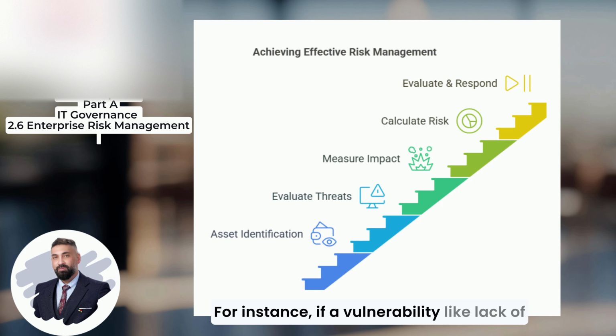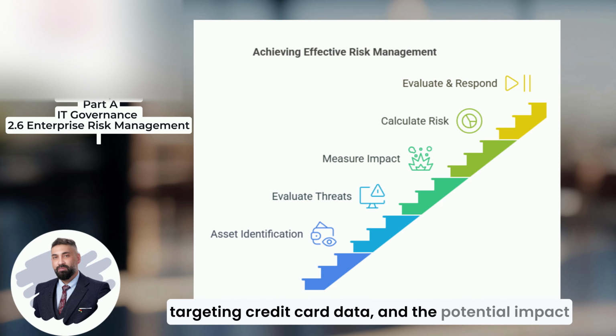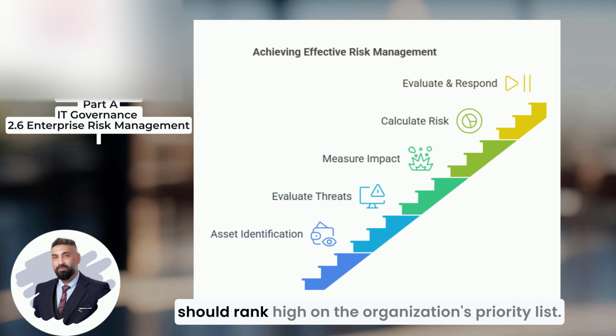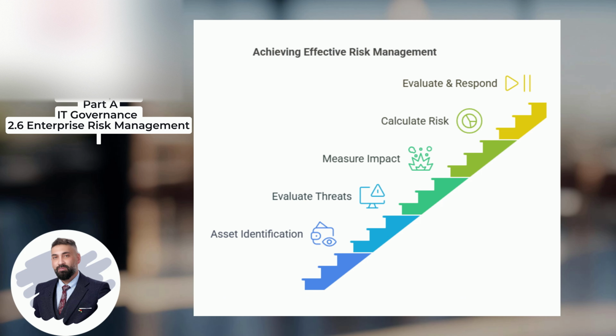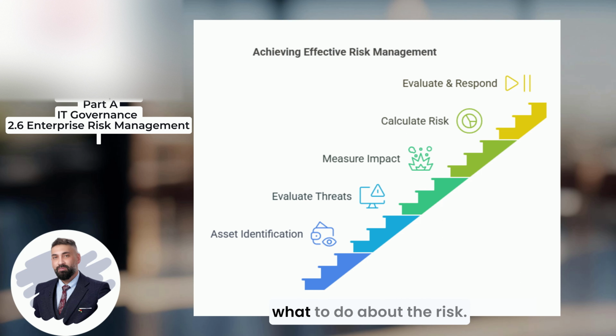For instance, if a vulnerability, like lack of encryption, meets a credible threat, like cyber criminals targeting credit card data, and the potential impact is a severe legal penalty, then that risk should rank high on the organization's priority list. Step 5. Evaluate and respond. Finally, decide what to do about the risk.